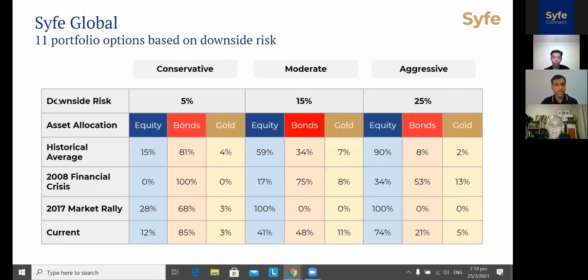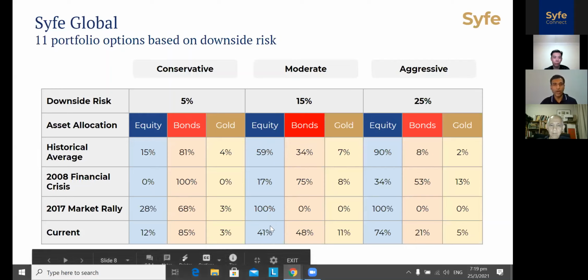So, before going into this, I think this is just showcasing our different investment portfolio options within Syfe, the global portfolio. There are different risk levels from 5% to 25%. And this basically tells you that the asset allocation is very dynamic. While on a historical average, for example, the moderate risk, which is a 15% downside risk portfolio, the average asset allocation is 60% equity and 40% bonds. But depending on whether the market is too risky or not so risky, the allocation actually changes to make sure that your downside is protected.